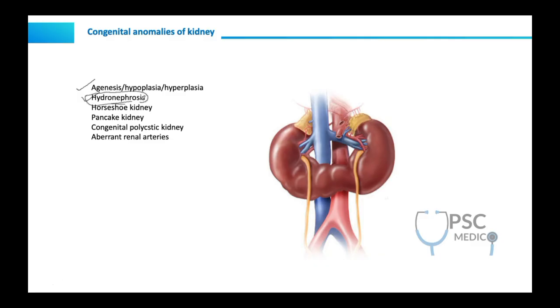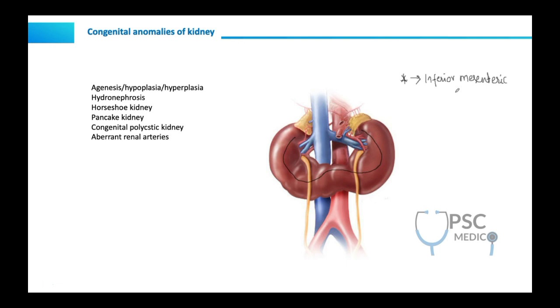Next is anomalies in shape, like how they look. See, this is a horseshoe shaped kidney. Because the lower poles of the two kidneys, most commonly the lower poles, sometimes even the upper poles, may fuse. They may fuse either in front of or behind the aorta. One important take-home point is that the horseshoe kidney never ascends above the level of the inferior mesenteric artery.